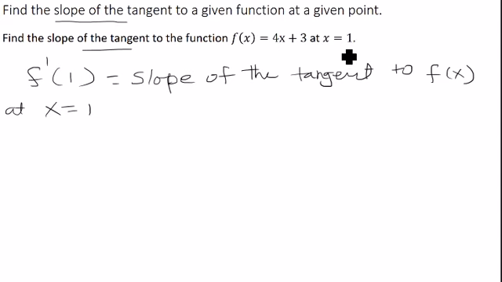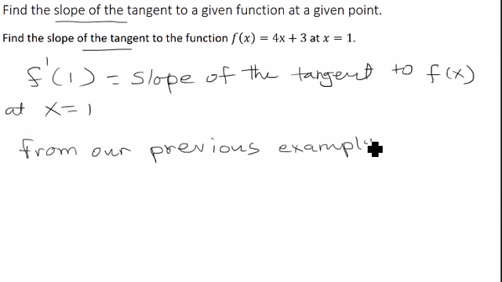So from our previous example, f prime of 1 was found to be 4. Therefore, the slope of the tangent equals 4. That's the answer on this one.